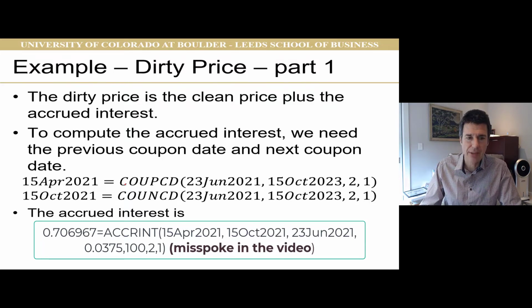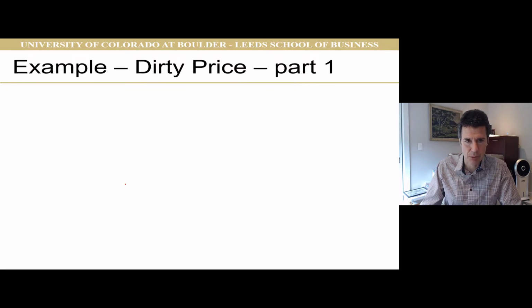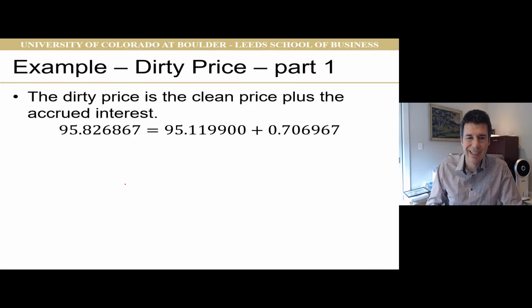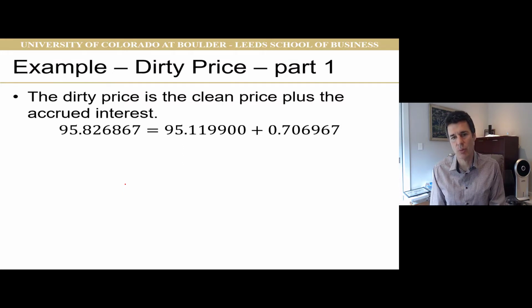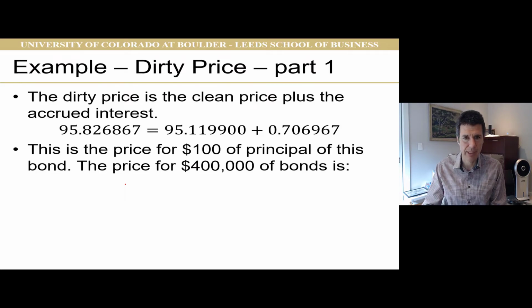The dirty price is clean price plus accrued interest, so 95.826867, which is 95.1199, the clean price, plus 0.706967, the accrued interest. This is the price for $100 of principal.